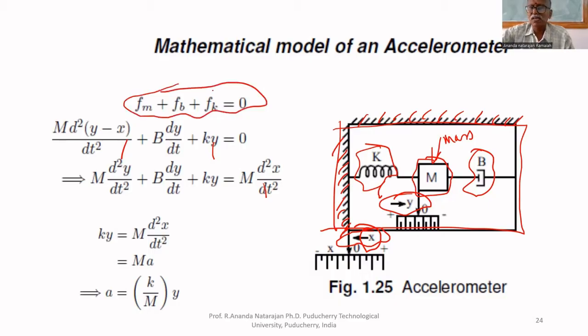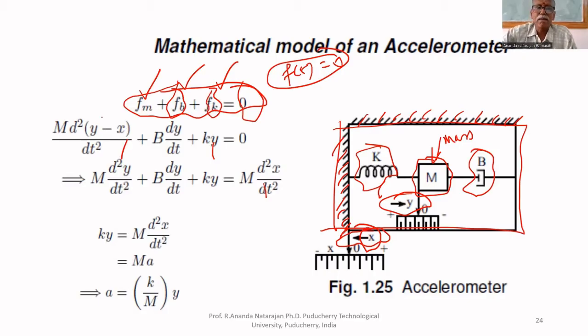What are the reaction forces here? Reaction forces are Fm, Fb, and Fk. There is no applied force, so F of t equals 0. That's why the right hand side is 0. On the left hand side: the reaction force because of mass, the reaction force because of the dashpot, and the reaction force because of the spring. What is the reaction force because of mass? M multiplied by d square of the displacement by dt square.